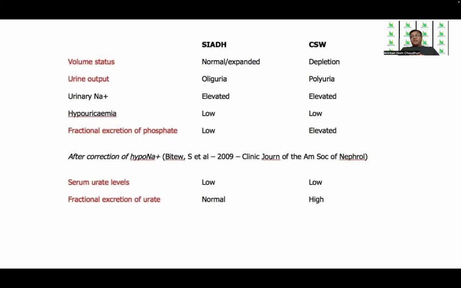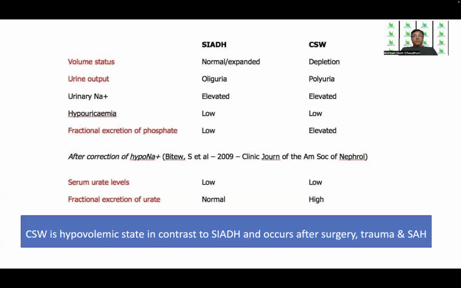So if we can just try to differentiate these two, we can understand that measuring the volume is absolutely important, because the treatment is totally different in cerebral salt wasting and SIADH. In one case, that is in cerebral salt wasting, we have to generously administer fluids and correct the hypovolemic state, whereas in SIADH, we have to restrict excess administration of fluid so that the patient does not become hypervolemic.